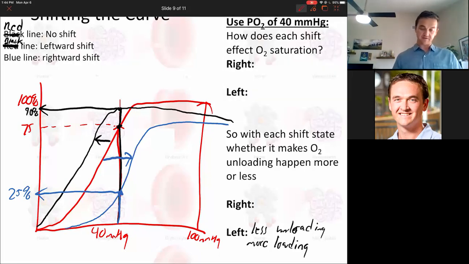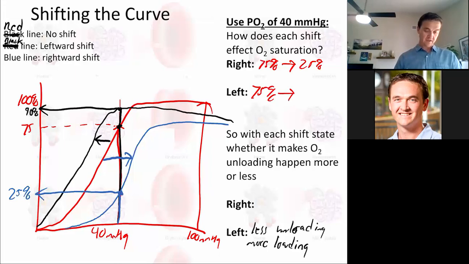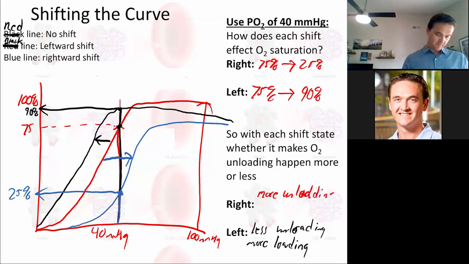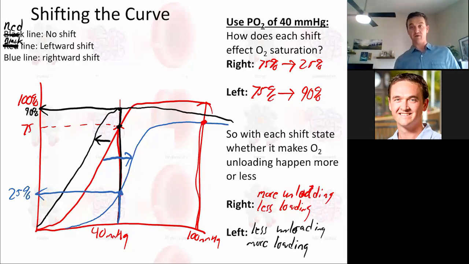So how does each shift affect O2 saturation? The rightward shift lowers it, right? It went from 75% down to 25% at 40. And the leftward shift increased it, from 75% up to 90%. Okay, so with the rightward shift, we have more unloading and less loading, right? Because at 100, we have only about 75%. So we don't saturate as much, but when that blood gets down to the tissues, we actually drop off a lot more, right? And why is that?